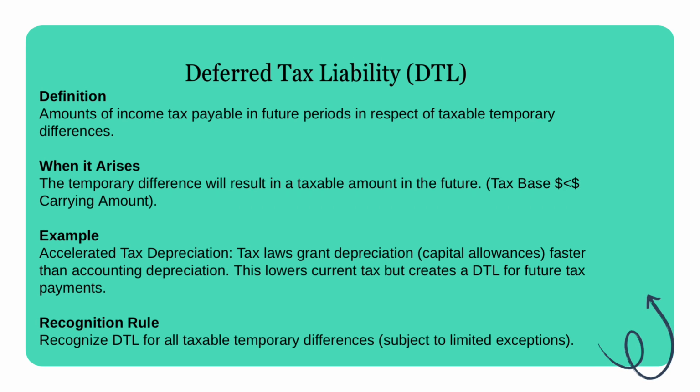Example, accelerated depreciation. For accounting, you might depreciate an asset slowly, but for tax purposes, the government allows you to claim larger deductions, capital allowances, early on. This means your current tax bill is lower now, but the difference creates a future obligation. The tax base is lower than the carrying amount, signaling future tax payments.